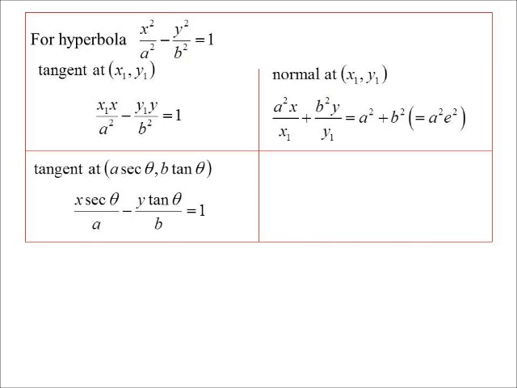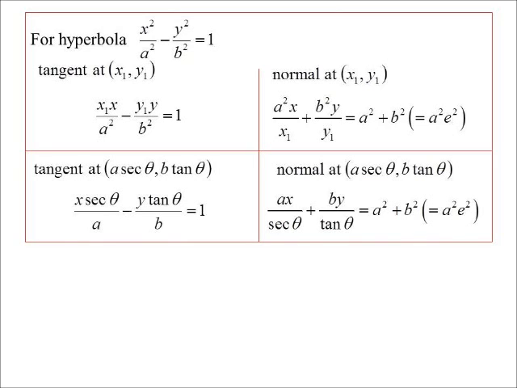And using parametrics, if we were to sub in those parameters, we'd end up with x sec theta on a minus y tan theta on b is 1. And the normal, there it is, ax on sec theta plus by on tan theta again is equal to a squared plus b squared, or if you prefer, the focus squared, a squared e squared.